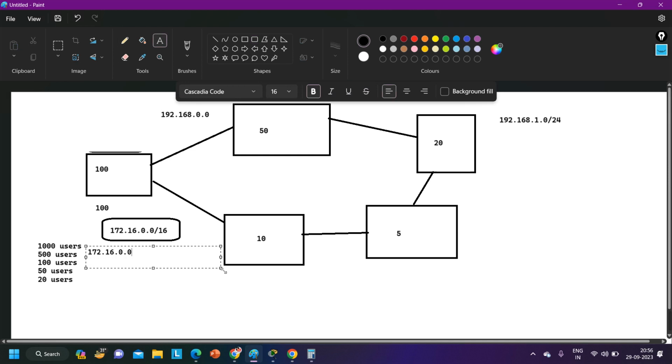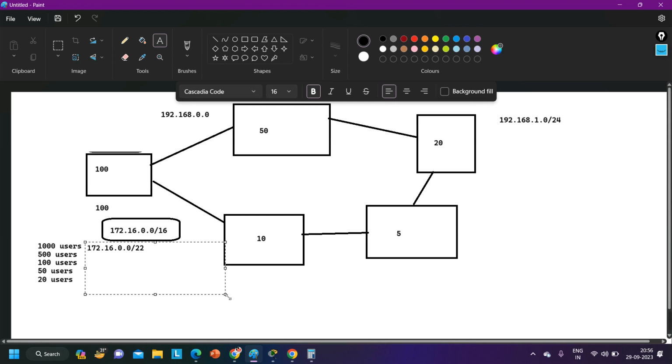What will be the slash value? Tell me the slash value only. I can calculate the valid hosts. Slash 22 we can use, I think. If not slash 24 or 23, then slash 22. Yes, so I am calculating the number of valid hosts to check your answer.